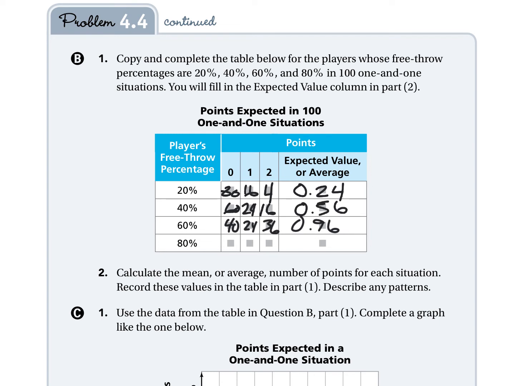We got 60, now let's do 80. 80 is going to be the flip of the first one, 20. So this is 20% of the time they miss both. And now we need 80% of 20% of the time. So 20% of 10 is 2. So times 8, that's 16. And then 80% of 80 would be 8 times 8, which is 64. 64 times 2, because it's 2 points, that's 128, plus the 16 is 144, so 1.44.